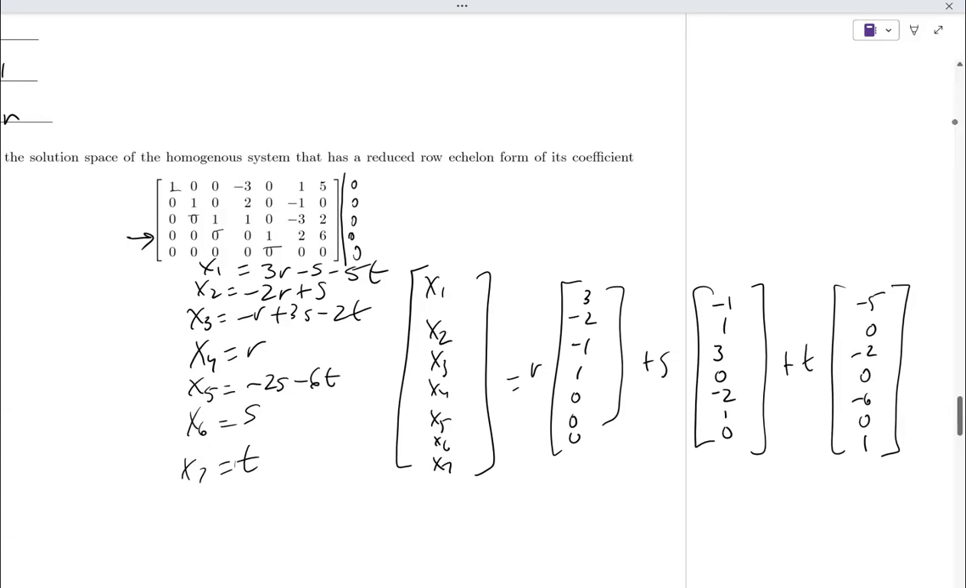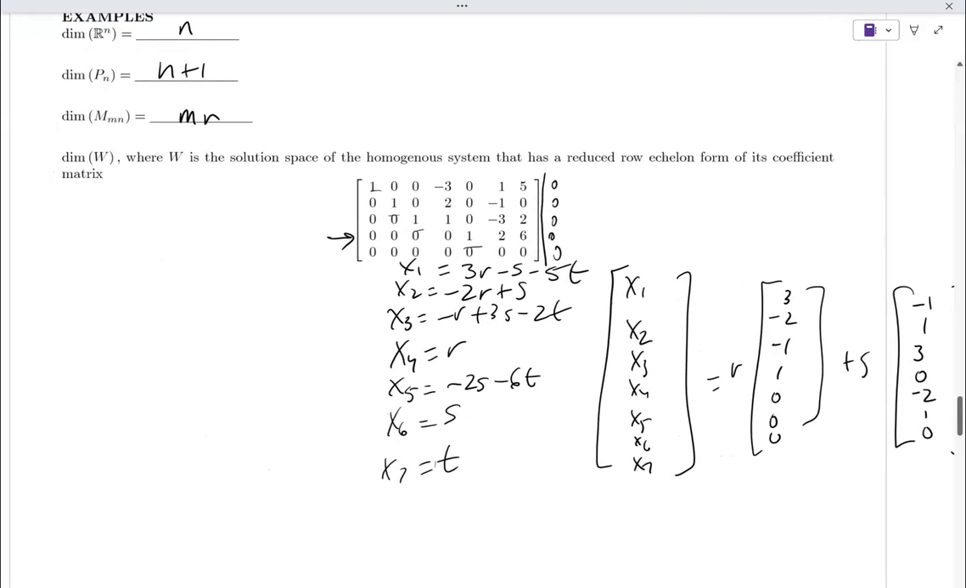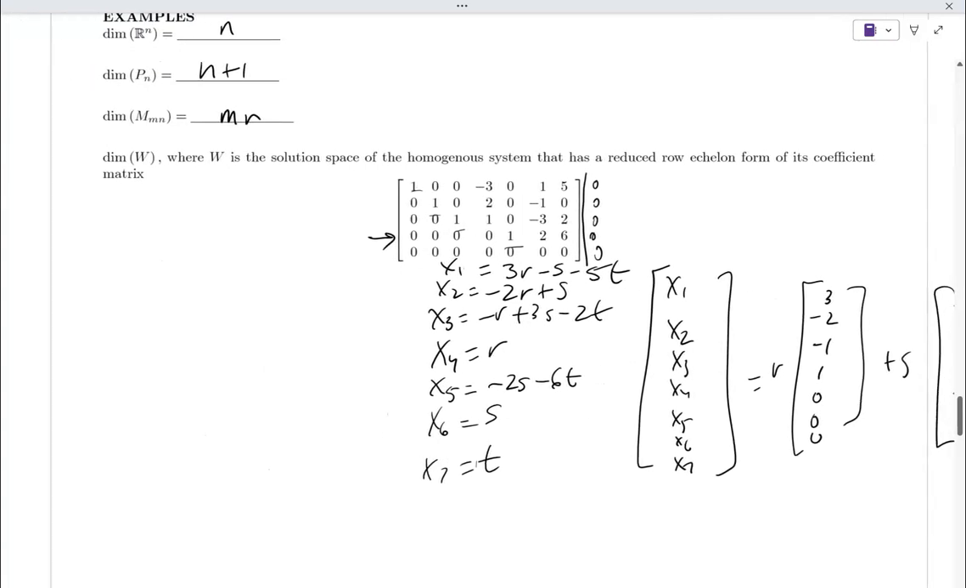If you have a set of vectors that's linearly independent and it spans, what kind of a thing do we call it then? A basis, right? So this basis has three elements in it. So what's the dimension of the solution space? If the basis has three elements, the dimension is 3. Yeah, so that's the answer to this one. The dimension of W here is 3.